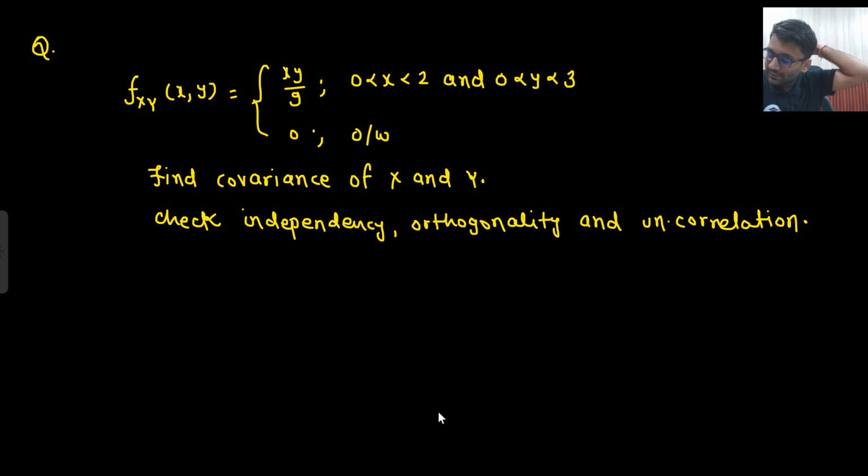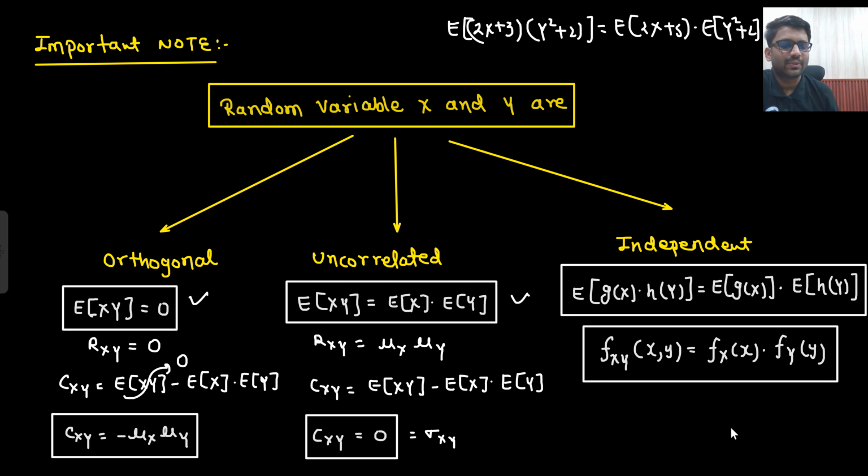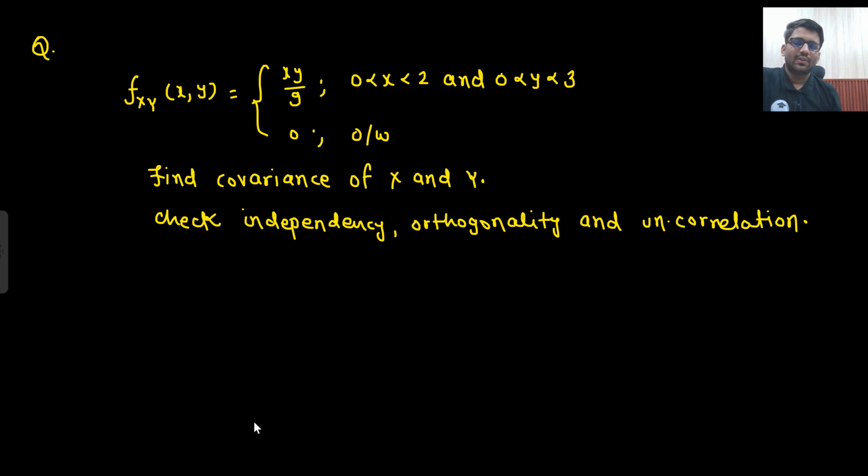So let's see this question. f(x,y) is given, xy divided by 9. You need to find the covariance of random variables x and y. Then you need to check independency, orthogonality and uncorrelation. Basically whether they are uncorrelated or correlated. This particular thing and this particular thing you need to check.